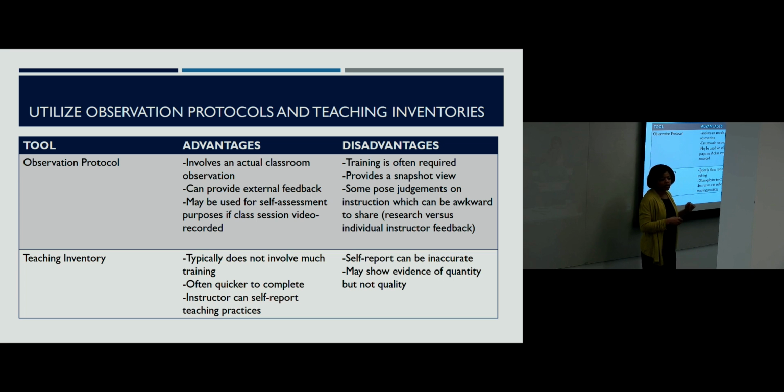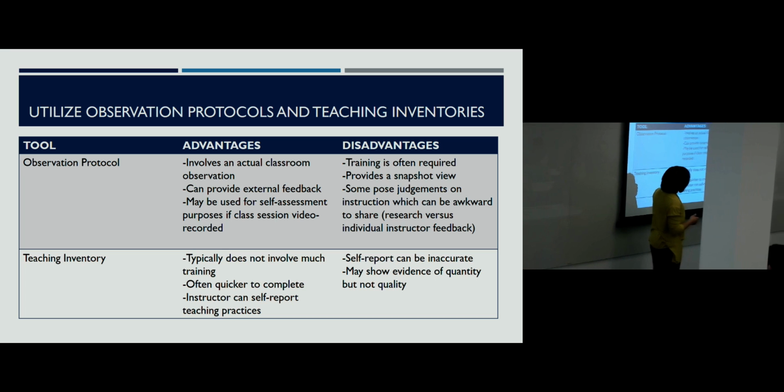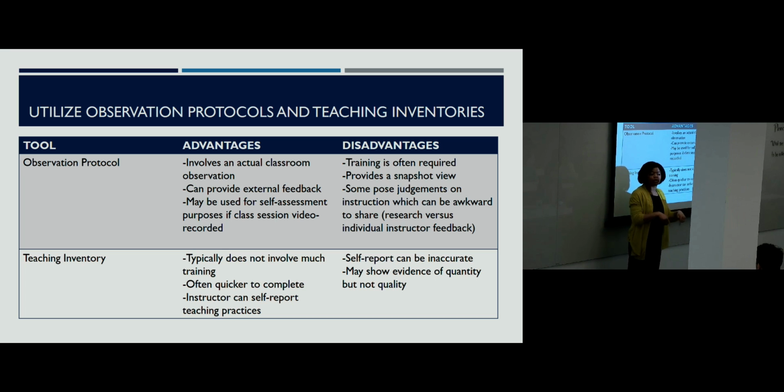An observational protocol is basically a list. It's usually a document, and they're all created in different ways. They can look at a particular pedagogy, or they can just assess what you're doing in the class in general every few minutes, and I'll give a few examples. But these involve an actual classroom observation or looking at a video of teaching, so actually looking at teaching. So that's a huge advantage. Getting external feedback is huge, right? So I can get feedback from other people when I do an observation, usually with an observation protocol, and I can self-assess. If I video record my own teaching, I can look at the video and I could actually use the observational protocol if I desired.